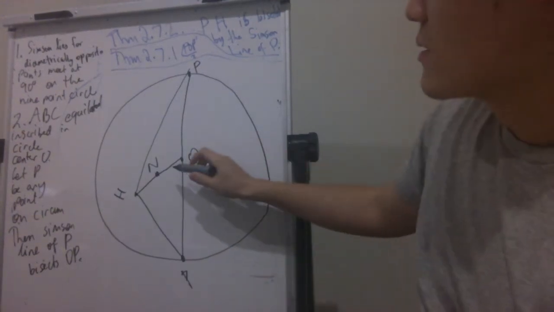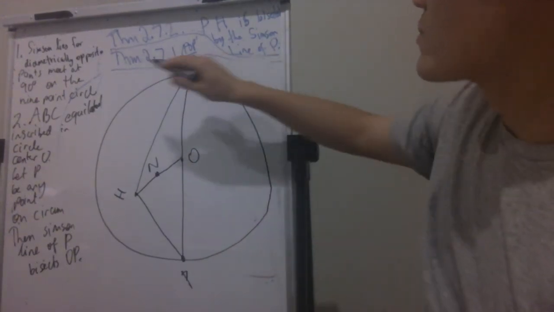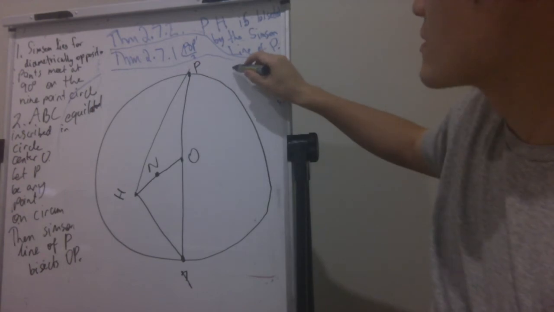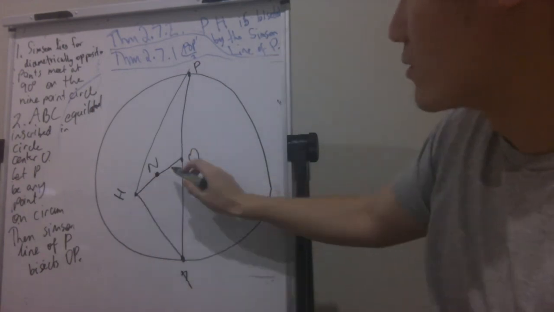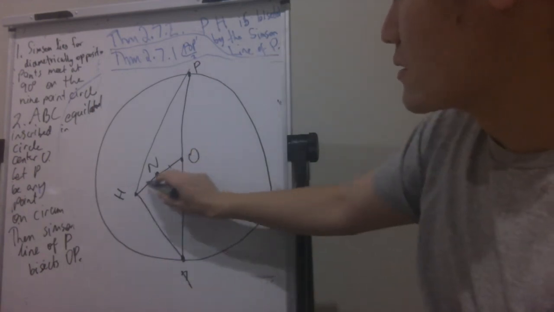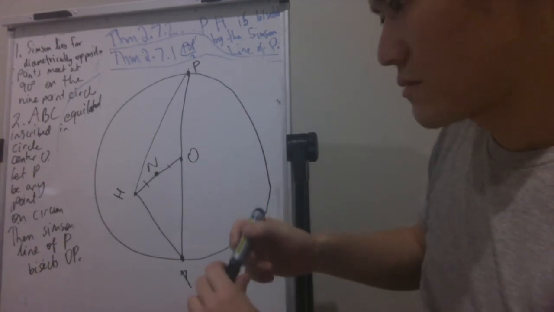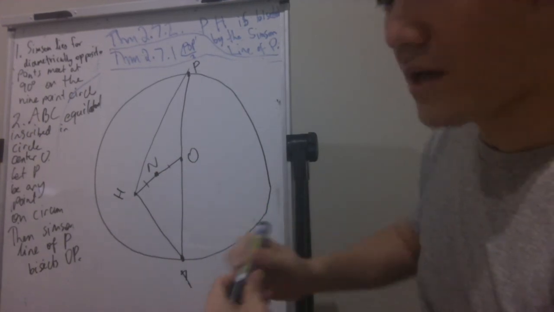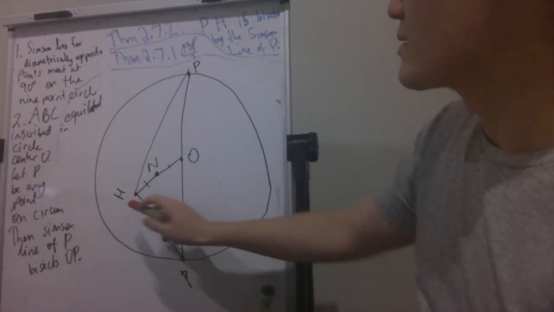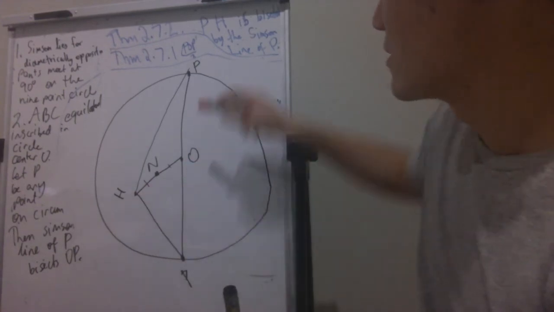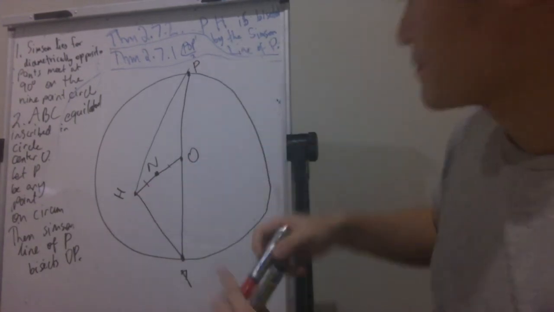So the key thing, the first problem, the key thing was the 9-point circle has the center halfway between H and O. So that's equal. H is the orthocenter, O is the circumcenter, and P are diametrically opposite.